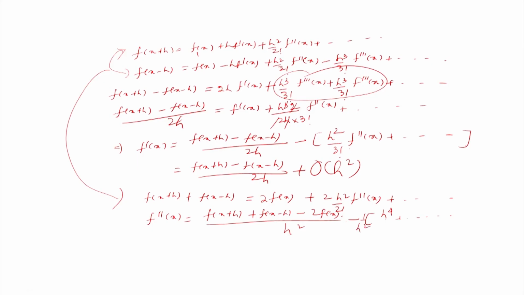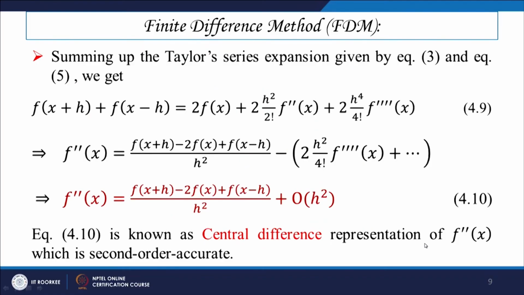So the final formulation we can represent as f''(x) = [f(x+h) - 2f(x) + f(x-h)]/h² + O(h²). This formulation is known as the central difference representation of f''(x), which is second order accurate. The previous formula also provides the central difference representation of f'(x), which is also second order accurate.